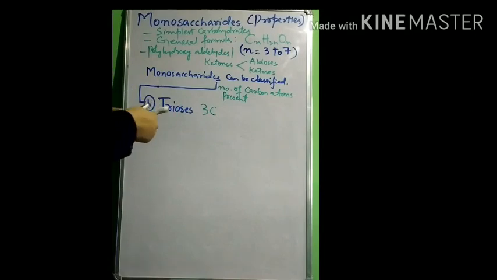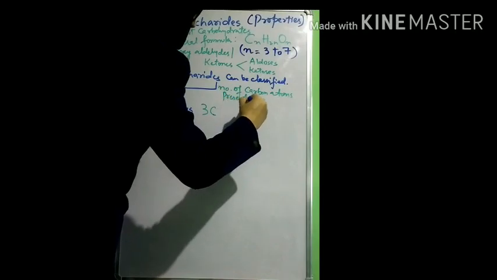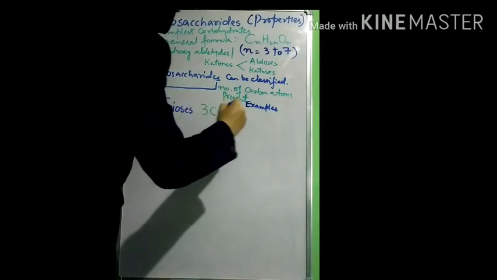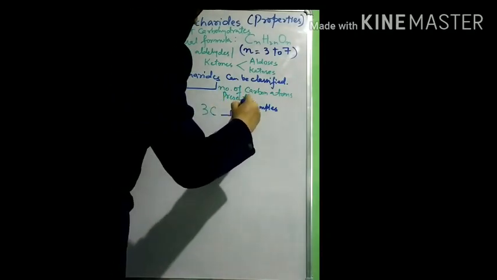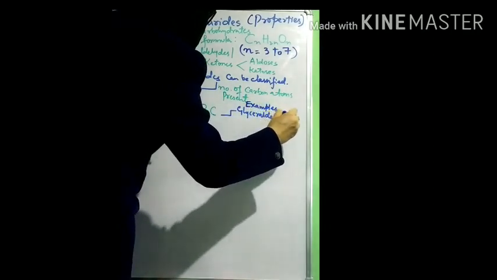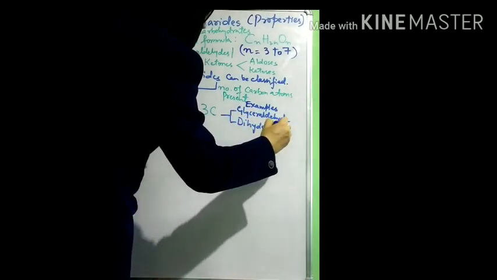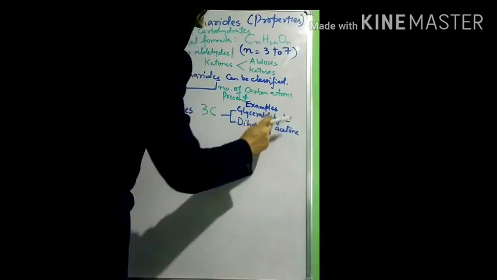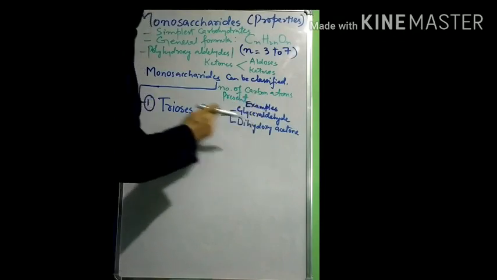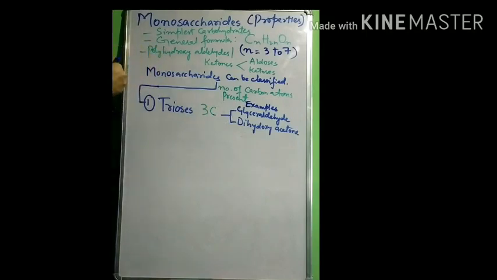I'll give you examples on this side. For trioses, you have 2 examples. One is glyceraldehyde, which is very important to remember. Another is dihydroxyacetone. These 2 are examples of monosaccharides, but of which type? Trioses, because both of them have 3 carbon atoms. Very simple.